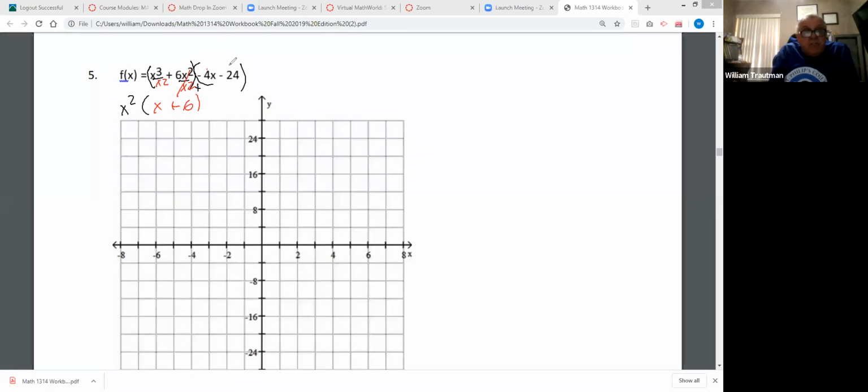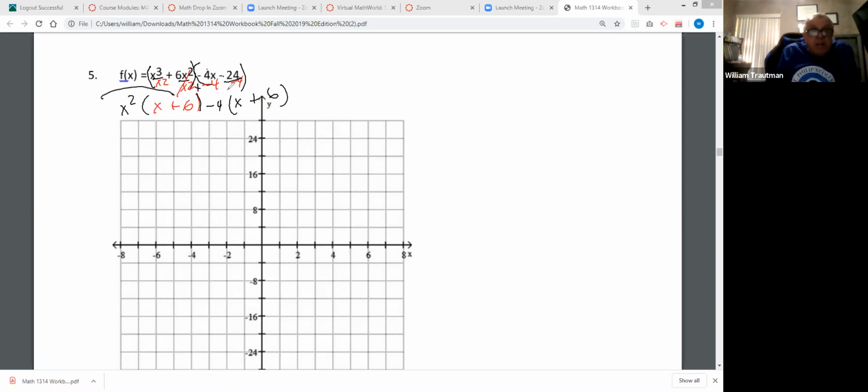Here, a negative 4. Do you see, when the third term's negative, you have to factor out a negative. So a negative 4 divides into both of these. When I divide negative 4 by negative 4, I get a positive 1x. Negative 24 divided by negative 4 is a positive 6. This works out great because the parentheses have to be identical.